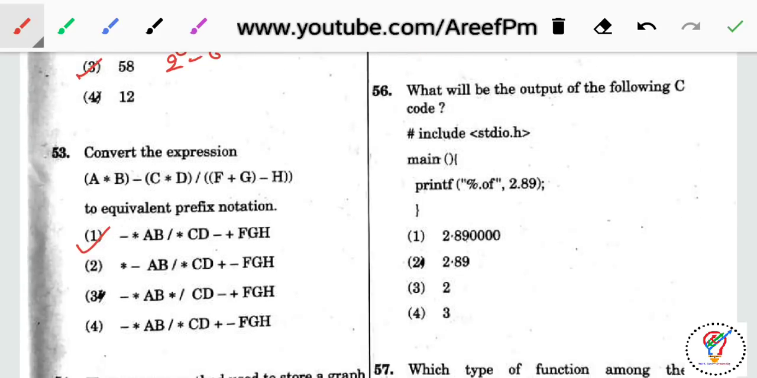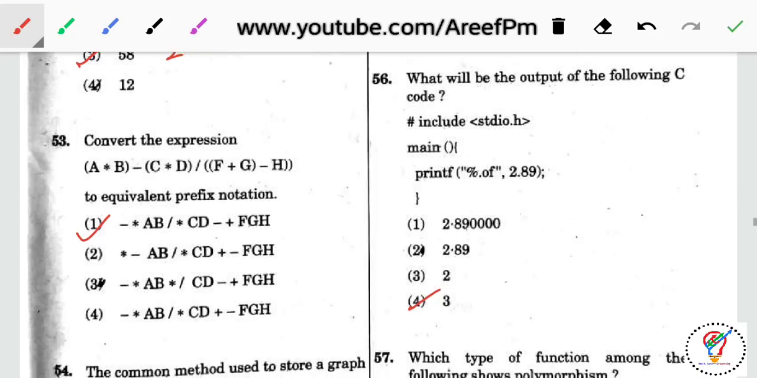What will be the output of the following C code? #include <stdio.h>, main(), open parenthesis, printf("%f", 2.89). So this is going to produce the output 3 as the answer.